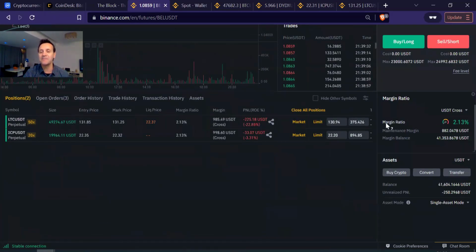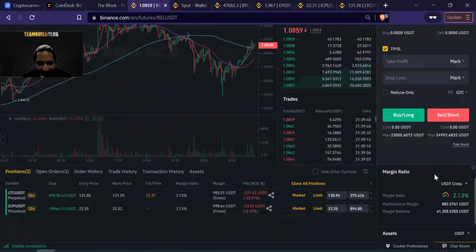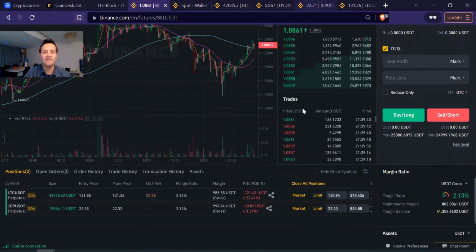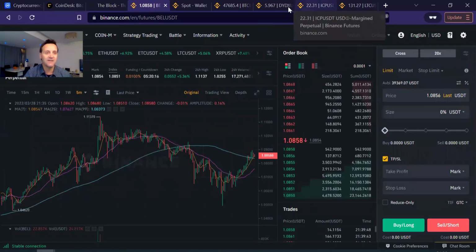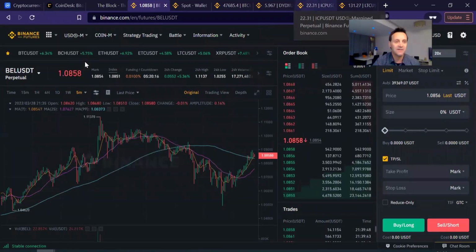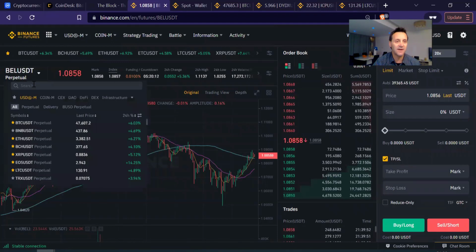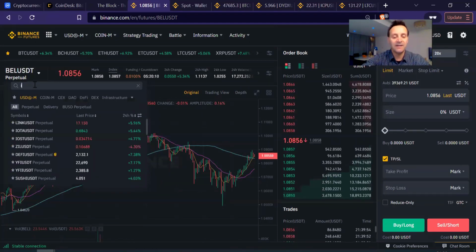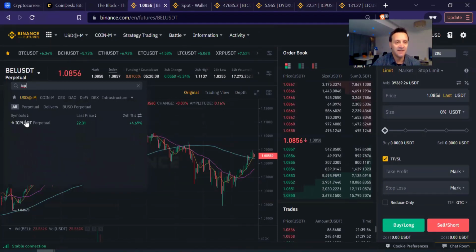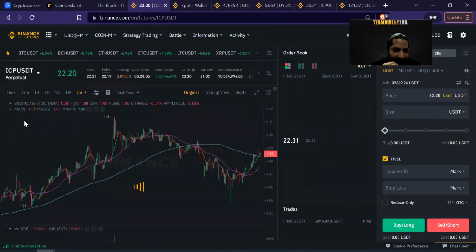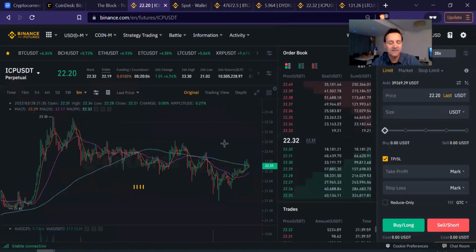Shall we explain a little bit the margin ratio here, the percentage of risk we are taking? Actually, we can just show the ICP because you've already opened the trade, then people can understand what this is. So if we go, all right, ICP, I have it open here, but I'm going to show it also here. So we can write here ICP, and it's ICP USDT.